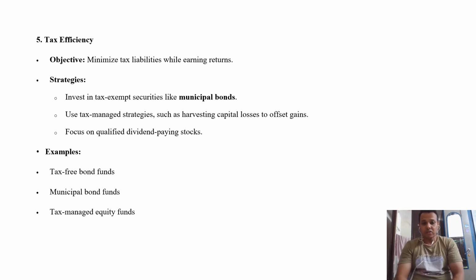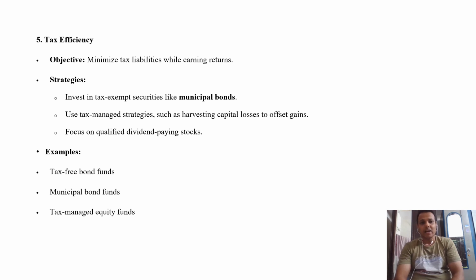Then focus on qualified dividend paying stocks. You focus on some of the qualified dividend paying stocks, like the maturity date and exactly how much dividend you might get, whether on a quarterly, half yearly or annual basis, based on what qualified dividend you get, whether it is more than your investment return or a debt or other security. So this is classified under tax efficiency. So investment is made under tax efficiency.